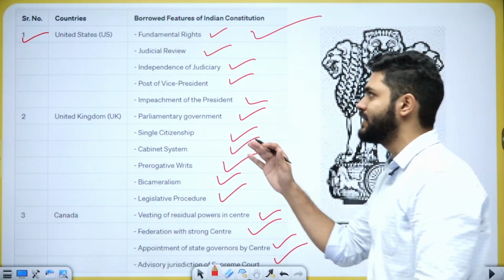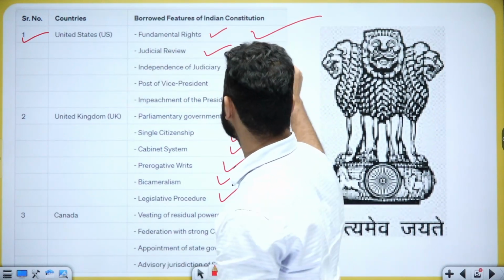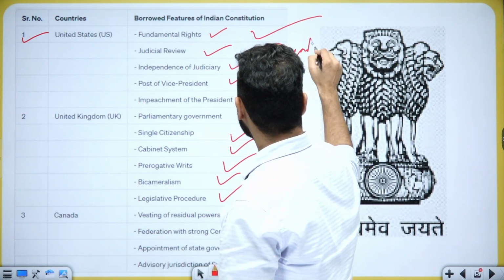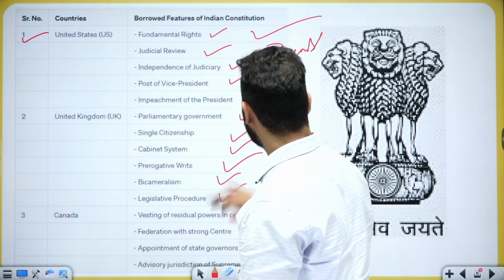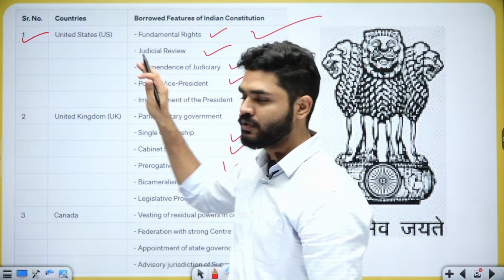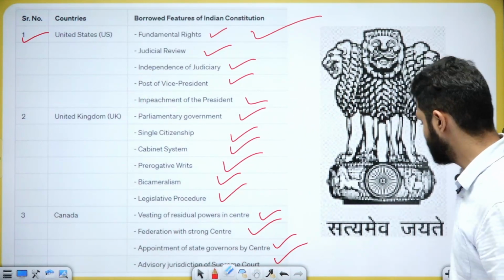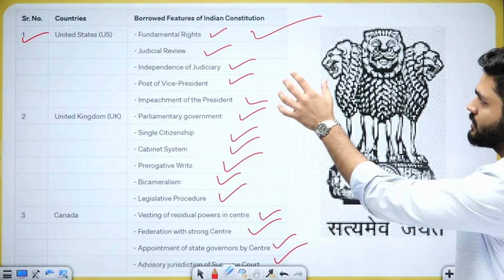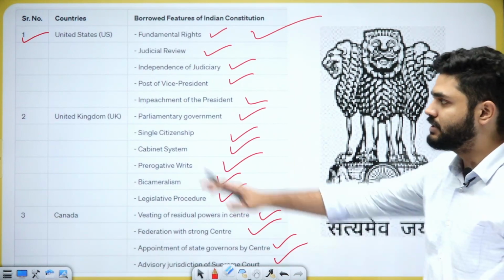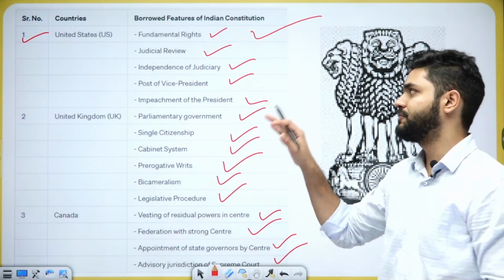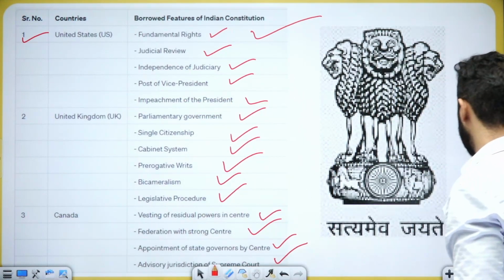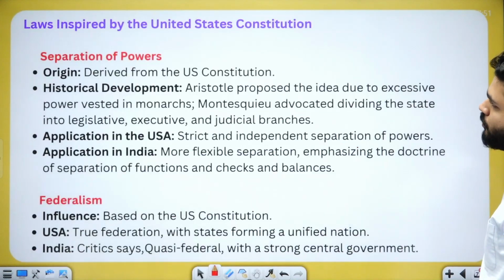There are so many things, like here we could also have inserted the preamble, okay? So these are the things which we have talked about, but broadly, if this thing has been divided into something, then these are the things in which these borrowed features can be divided, and then these are the countries from which these borrowed features have been taken. Okay, now let's move forward.